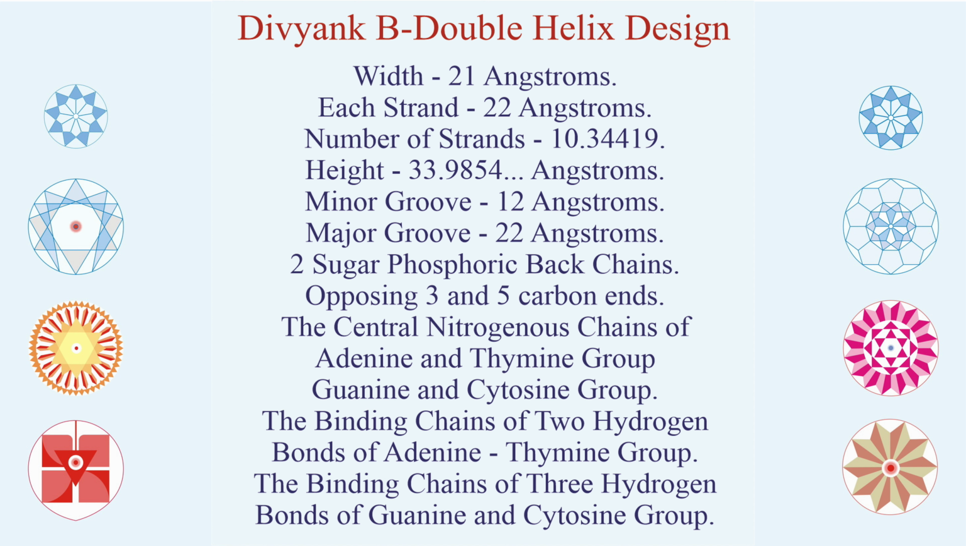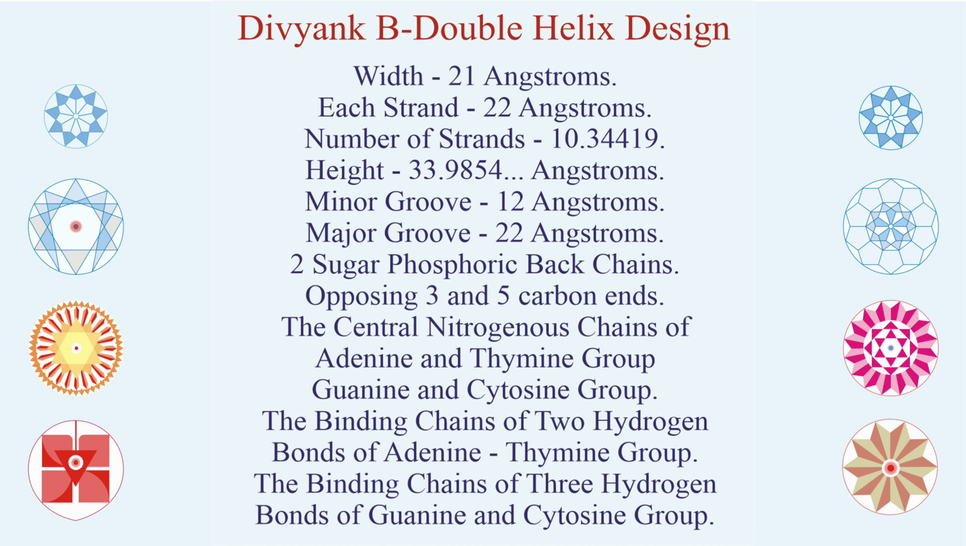Height is 33.9854 angstrom, the perfect one. Minor groove of 12 angstrom is absolutely same. Major groove 22, no problem. 2 sugar phosphoric back chain, no problem. Opposing and 3,5 carbon, no issues. Central nitrile adenosine thymine group, same. Guanine and cytosine same. Binding chain of 2 hydrogen, same. Bond of thymine is 2. And binding of 3 hydrogen between the other pair.